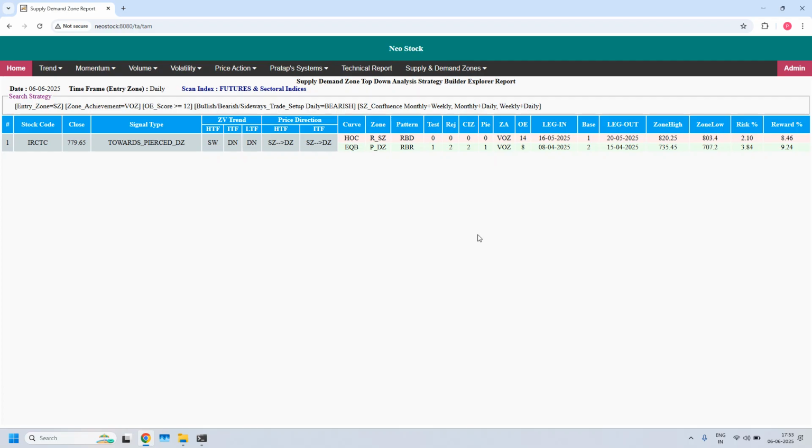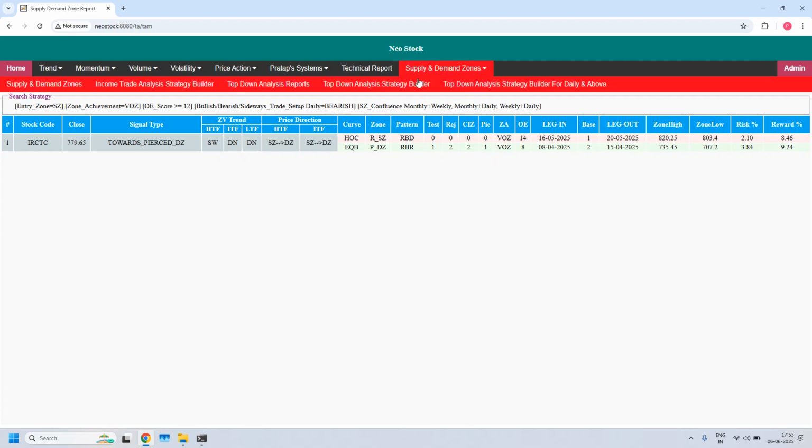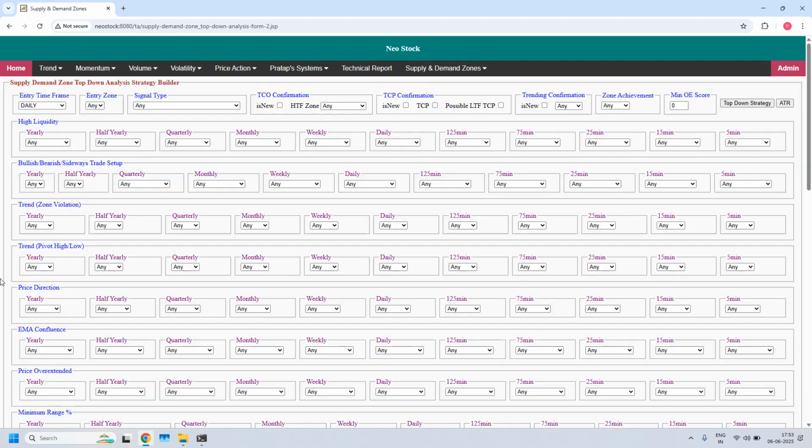Okay, next we will generate weekly income trade reports. Now I will reduce my commentary in the weekly income trades because I already gave a good explanation for monthly income trade. So let me cut short the commentary. Okay, weekly income trade, sideways long trade setup, entry time frame 75 minutes, entry zone demand zone.